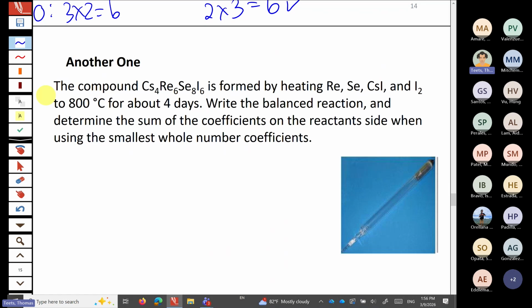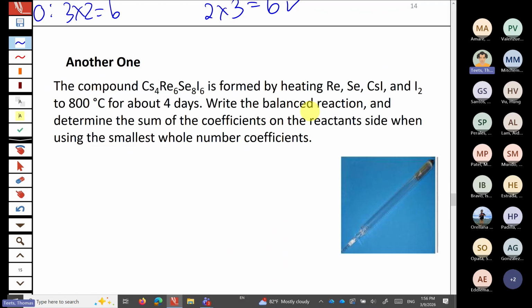So the compound is Cs4Re6Se8I6, complicated formula, and you can make it by basically mixing up these 4 solids and just blasting it at 800 degrees Celsius for a few days. So write the balanced equation and determine the sum of the coefficients.